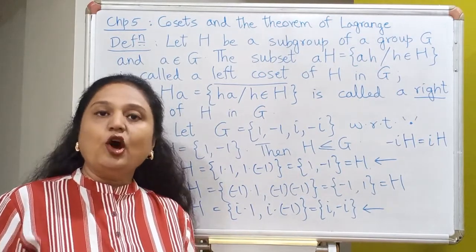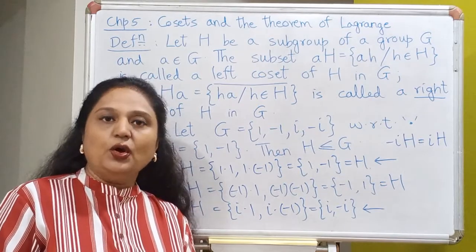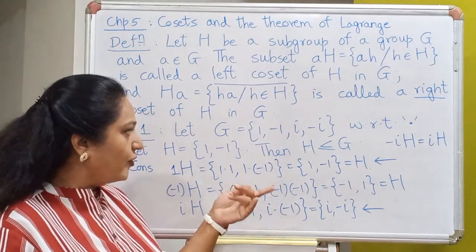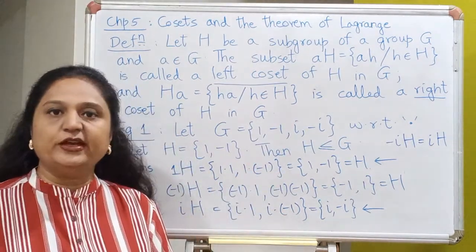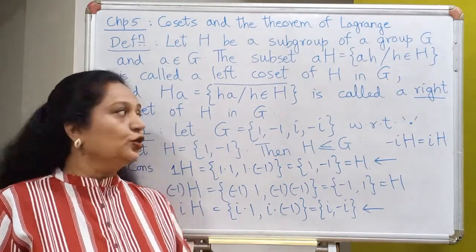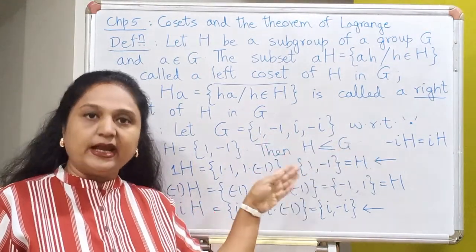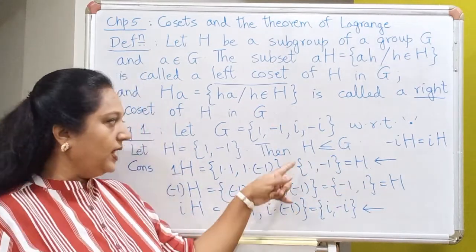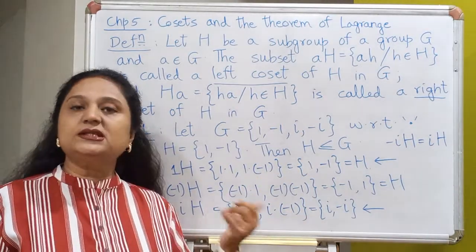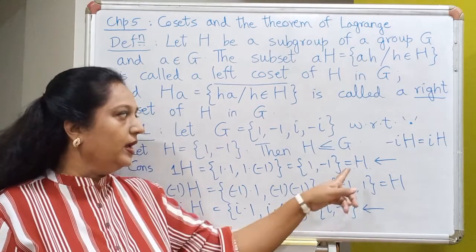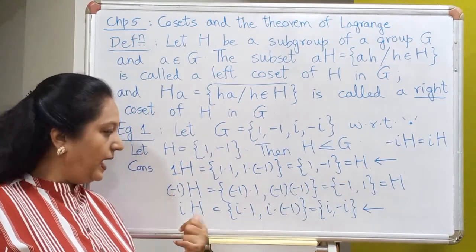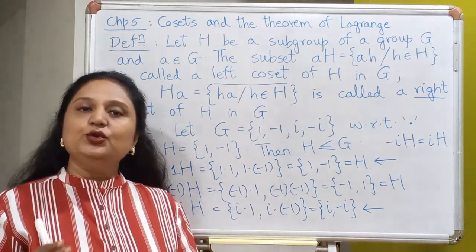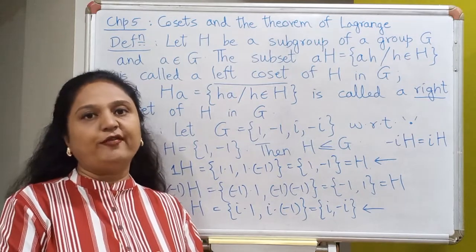However, not all of them are distinct. So look at the distinct left cosets. I have got only 2 distinct left cosets of H in G. So in this example, though I should be expecting 4 left cosets, and I did find 4 left cosets, not all of them are distinct. We realize that there are only 2 distinct left cosets of H in G, namely H or 1H and IH. So for this subgroup, there are precisely 2 distinct left cosets of H in G.